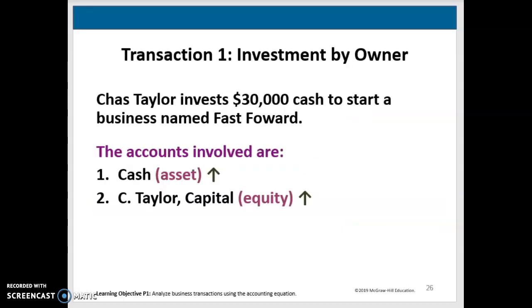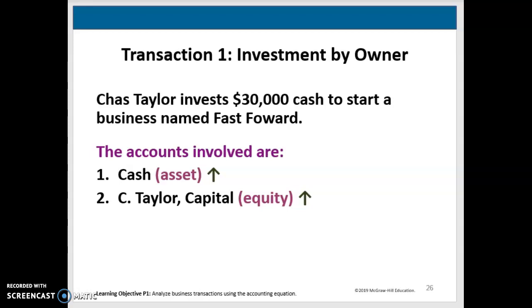So our first one says that Chaz Taylor invests $30,000 cash to start a business named Fast Forward. So the owner is Chaz Taylor. They're forming a consulting business, and Taylor is personally investing $30,000 cash in the new company. They're going to deposit the cash in the bank account opened under the name of the company, Fast Forward. So first we have to identify the assets, liability, or equity accounts that are involved in this transaction.